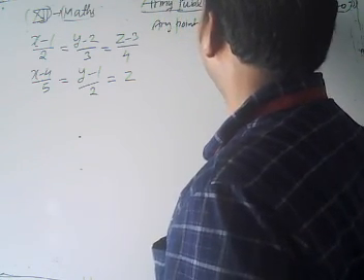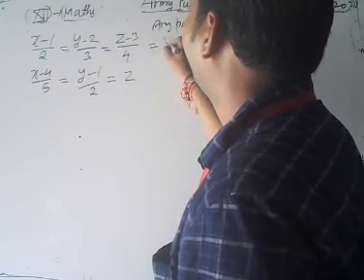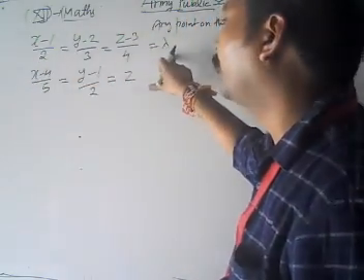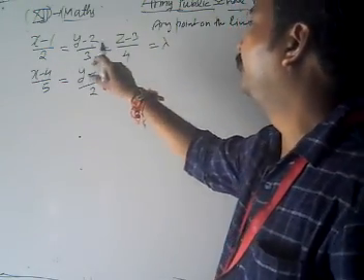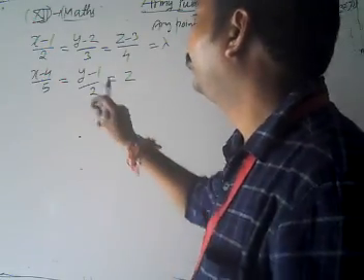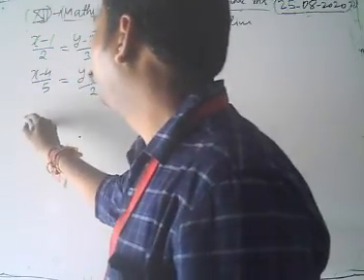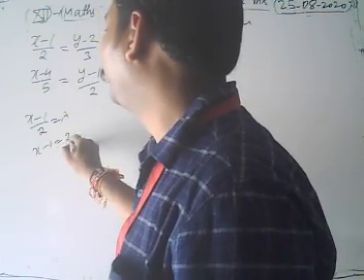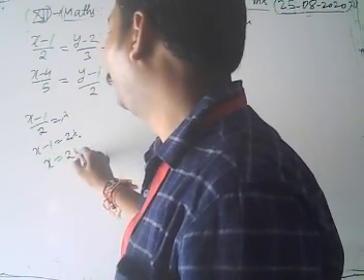To find any point on line 1, I am going to equate it with lambda. We equate (x minus 1) by 2 equal to lambda. Then x minus 1 equals 2 lambda, and x equals 2 lambda plus 1.